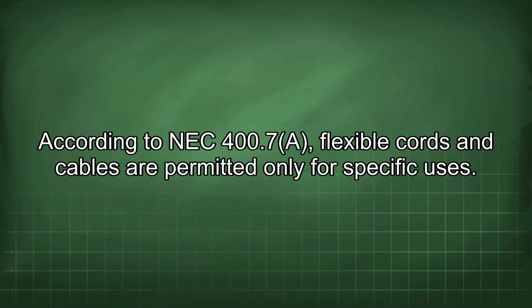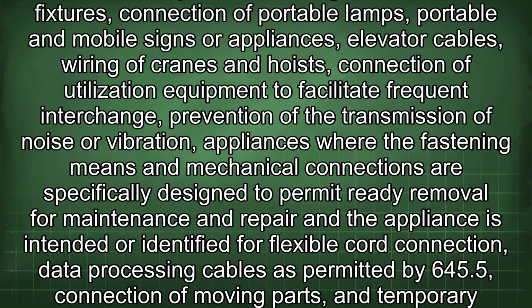According to NEC 400.7(A), flexible cords and cables are permitted only for specific uses. These include pendants, wiring of luminaires or fixtures, connection of portable lamps, portable and mobile signs or appliances, elevator cables, wiring of cranes and hoists, connection of utilization equipment to facilitate frequent interchange, prevention of the transmission of noise or vibration, appliances where the fastening means and mechanical connections are specifically designed to permit ready removal for maintenance and repair, and the appliance is intended or identified for flexible cord connection.